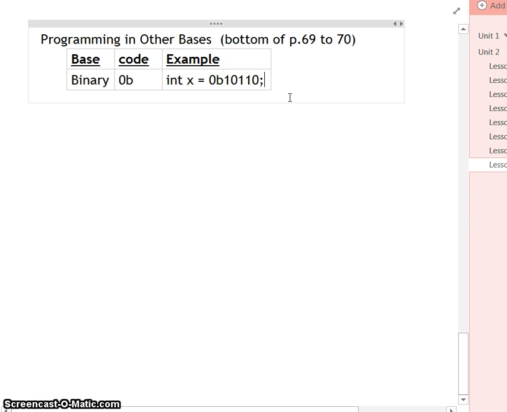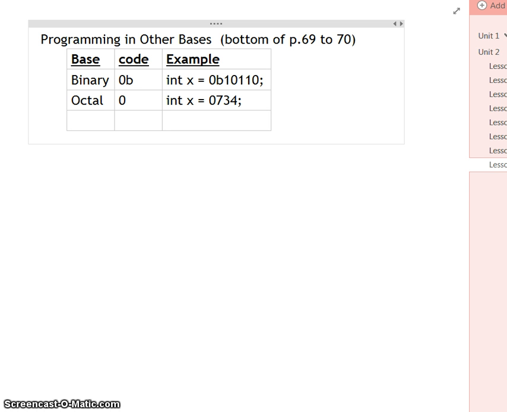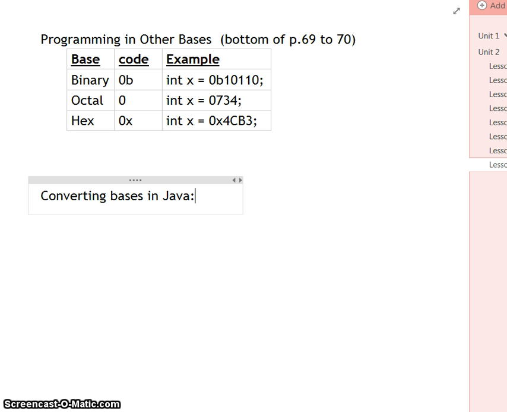And it will be able to tell the difference. If you want octal, the code that you use is 0. So if you put in int x equals 0734, it knows that 734 is the octal number. If you are putting a number in decimal, you just keep it the same. And if you are doing it in hexadecimal, you put 0x in front of it, like int x equals 0x4cb3.